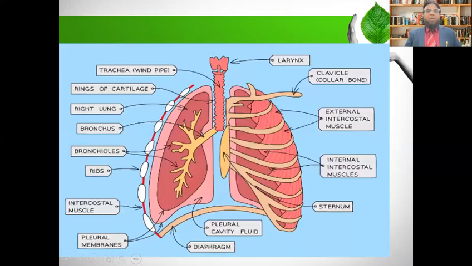Now come to the next slide. You can see here the further structure of the lungs. You can see the internal and external intercostal muscles, and these two muscles work antagonistically. Antagonistically means if the external intercostal muscle contracts, the internal intercostal muscle relaxes. We will study when they relax and when they contract. Okay, now come to the next one.